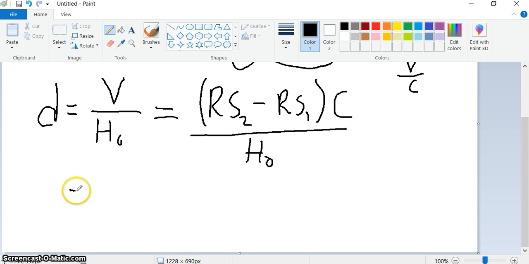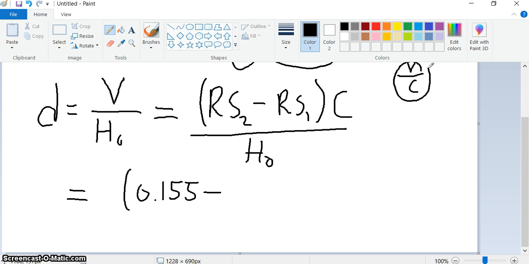So the distance here is going to equal, let's see, our second redshift was 0.155. So I'm going to put this in parentheses, 0.155. Remember, this is just a number, the speed that the Doppler shift is giving us divided by the speed of light. Minus the first redshift, which is 0.15. That's just a tiny little amount.